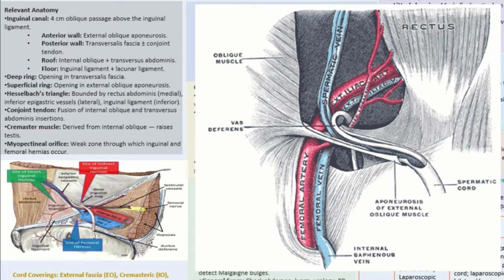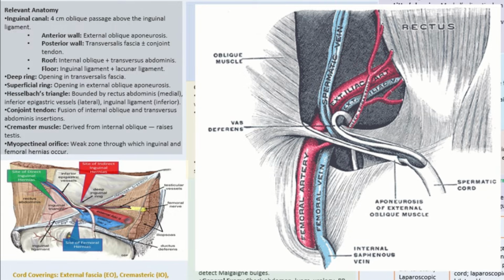So the anterior wall is made by the external oblique aponeurosis. The posterior wall is made by the transversalis fascia and the conjoint tendon. And the conjoint tendon comes as a consequence of the fusion of the internal oblique and the transversus abdominis muscles. This occurs as the muscles fuse medially as they attach to the pubic tubercle. So that is the conjoint tendon.